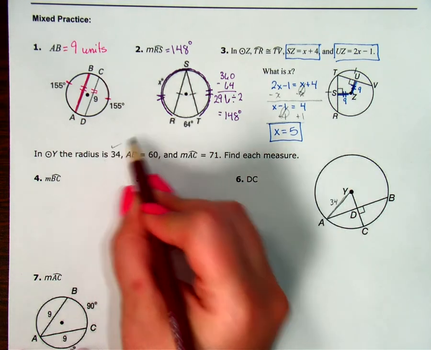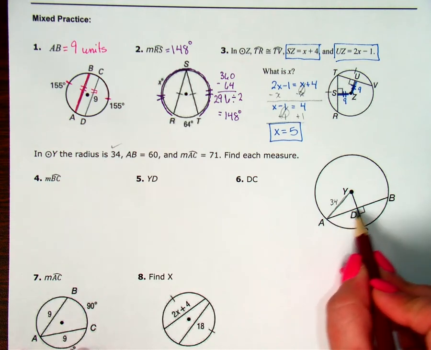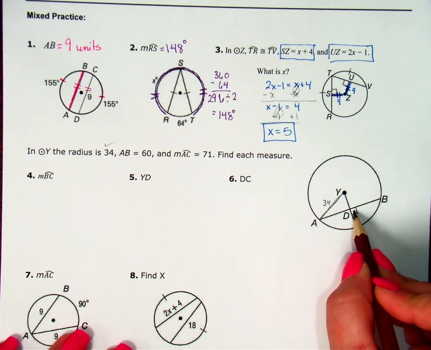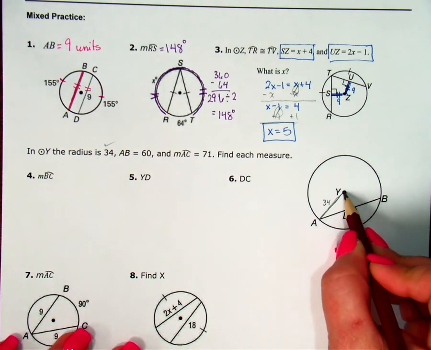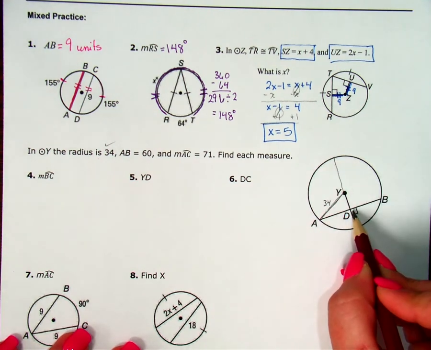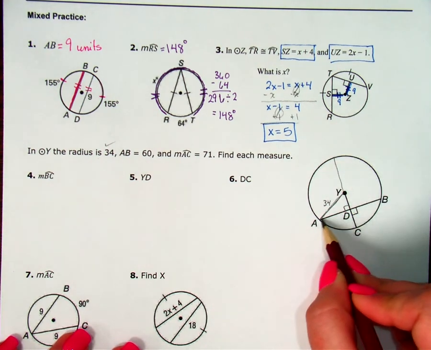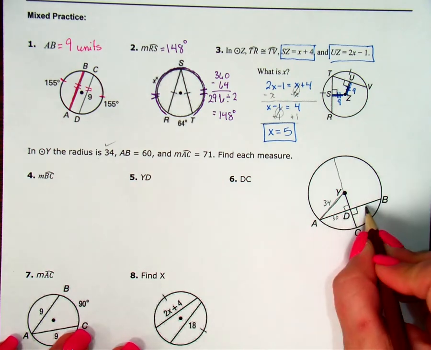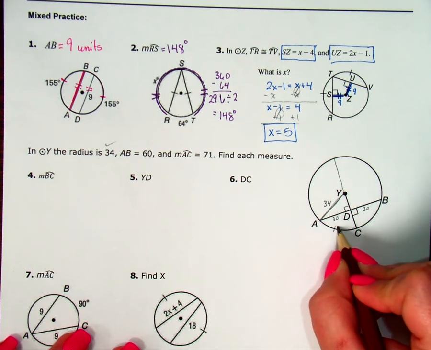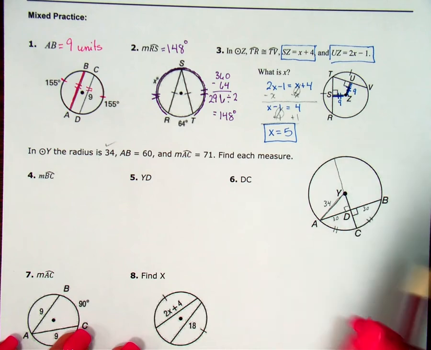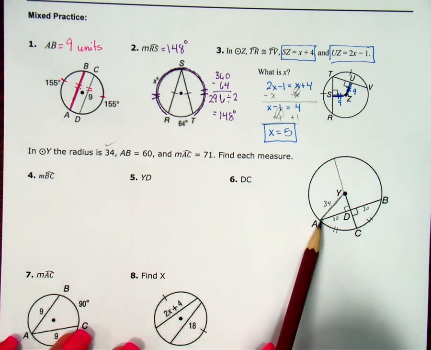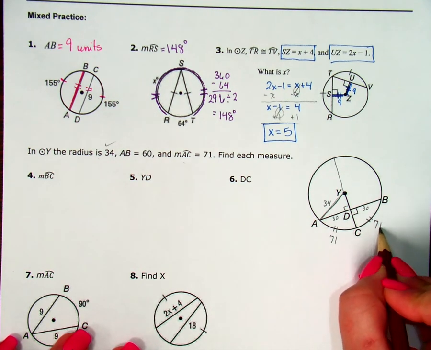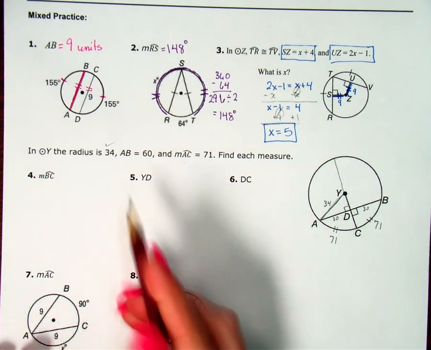So my radius, it says, is 34, so I'm just adding that to the picture. AB is 60, so this whole thing is 60. Now I'm going to use that second property, because I see this 90-degree angle and part of a diameter hitting at a 90-degree angle. So I know this chord is being divided in half. If AB is 60, this piece here is 30, and this piece here is 30. It also means that this arc is divided into 2 equal pieces. Arc AC is 71, so this side here is 71, and I also know that this side is 71. So that's everything I got just by reading the prompt.